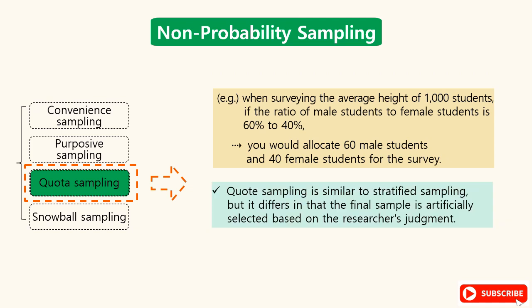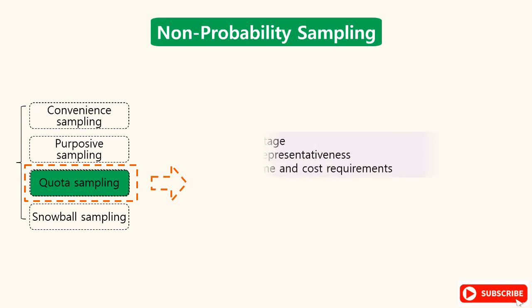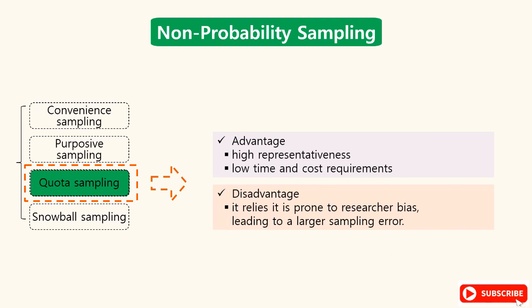Quota sampling is similar to stratified sampling, but it differs in that the final sample is artificially selected based on the researcher's judgment. It is widely used in opinion polls and marketing research by companies. It has the advantages of high representativeness, low time and cost requirements, but it is prone to researcher bias, leading to a larger sampling error.